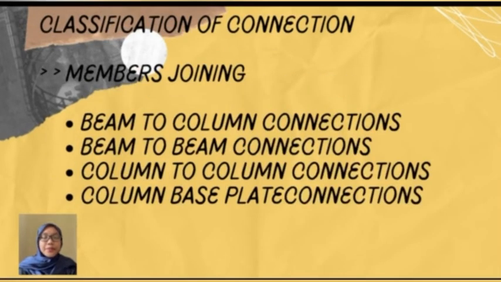Next, moving on to members joining. The classification of steel connection is also commonly made according to the structural members that are to be connected. In fact, the consideration for connecting columns and beams should act as one of the primary considerations when needing to design a steel connection. The common configurations include beam to column connection, beam to beam connection, column to column connection, and column base plate connection.